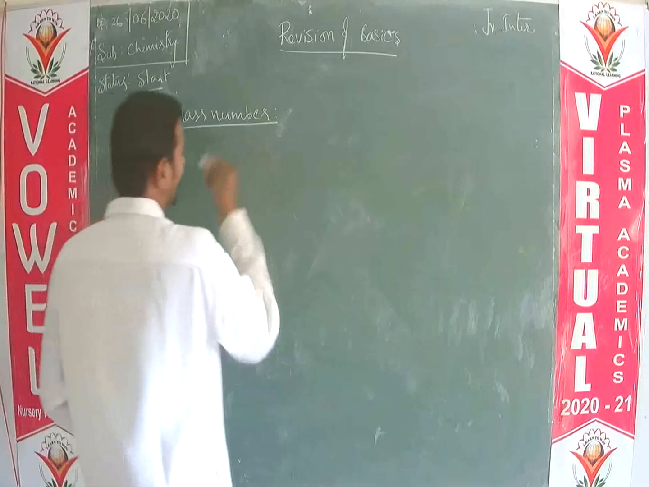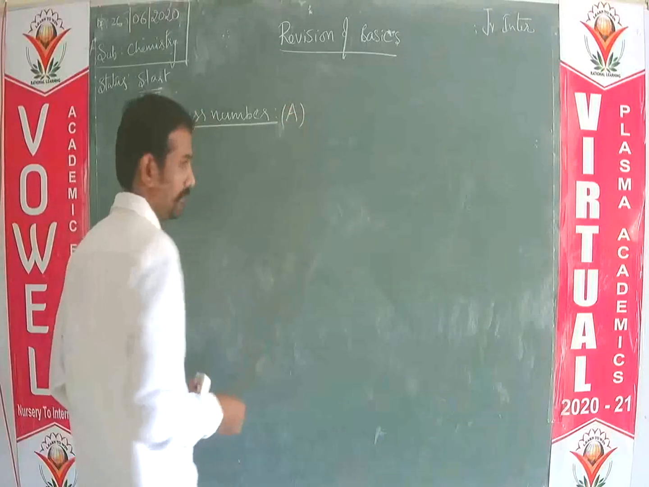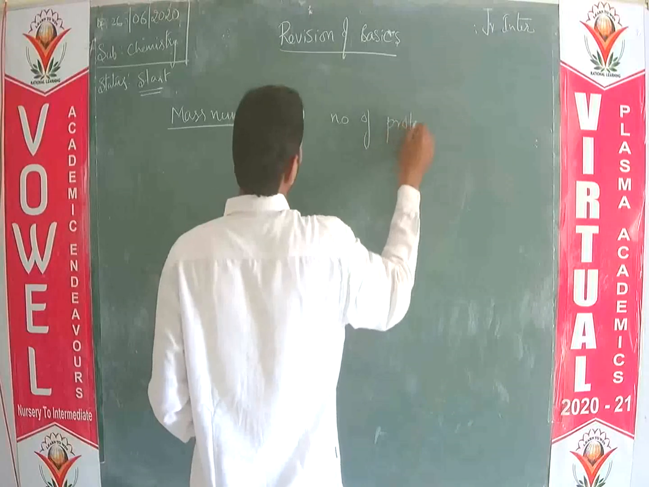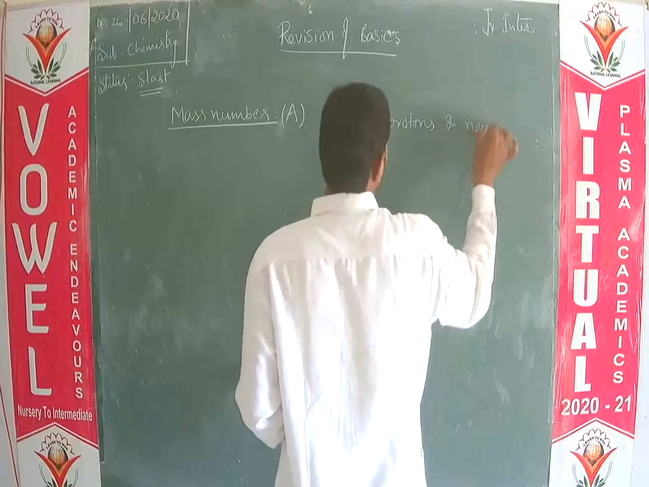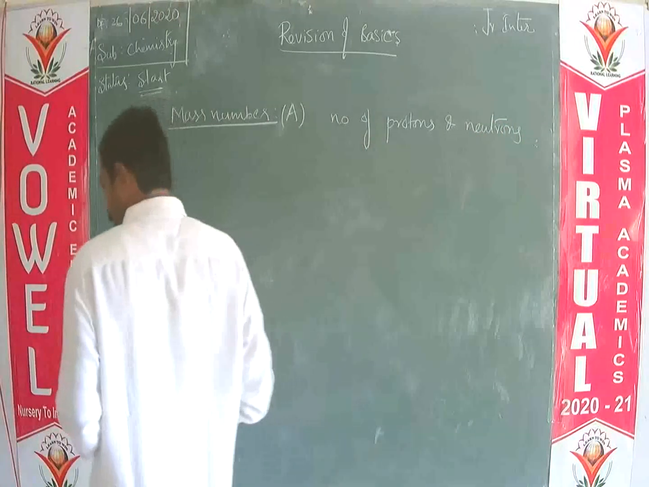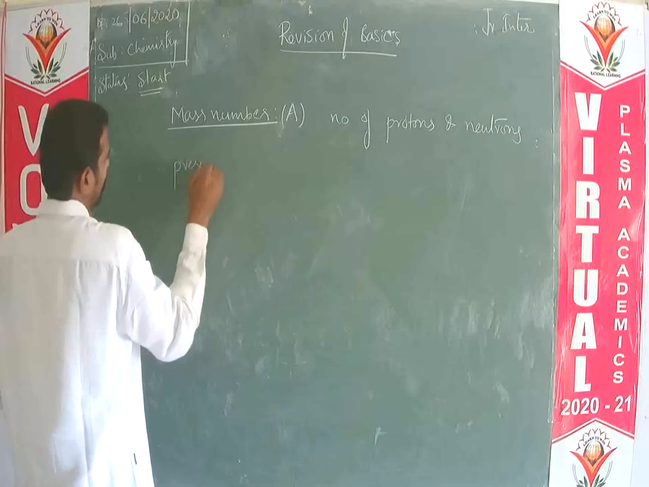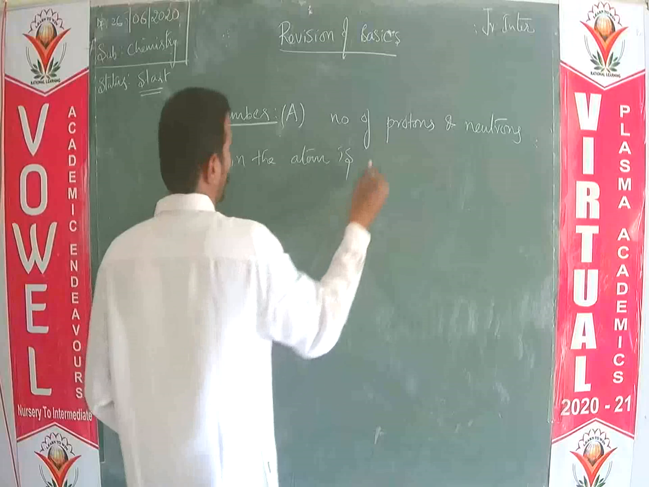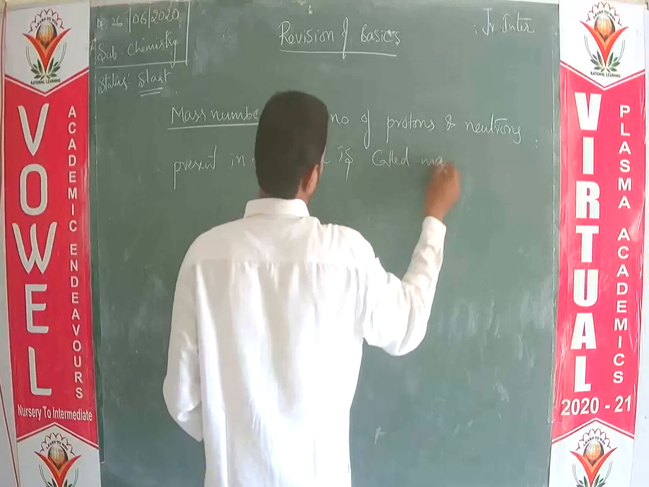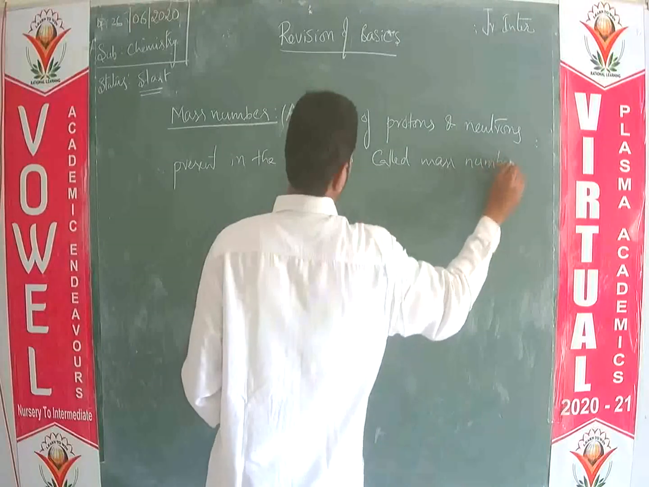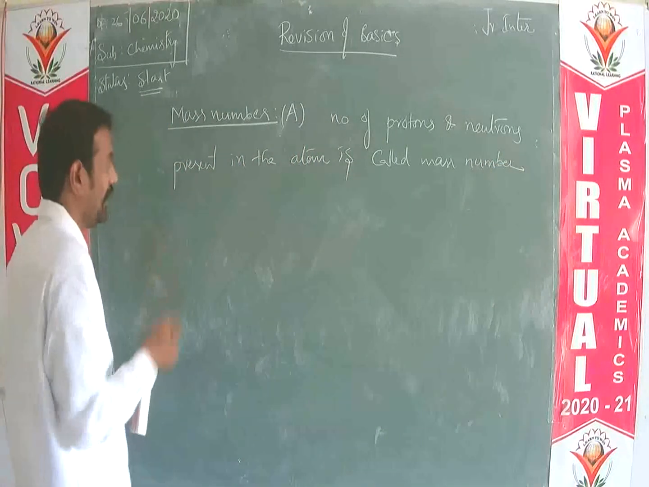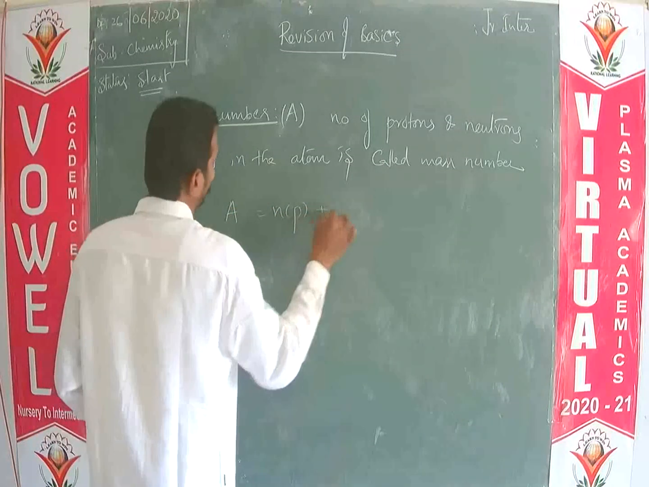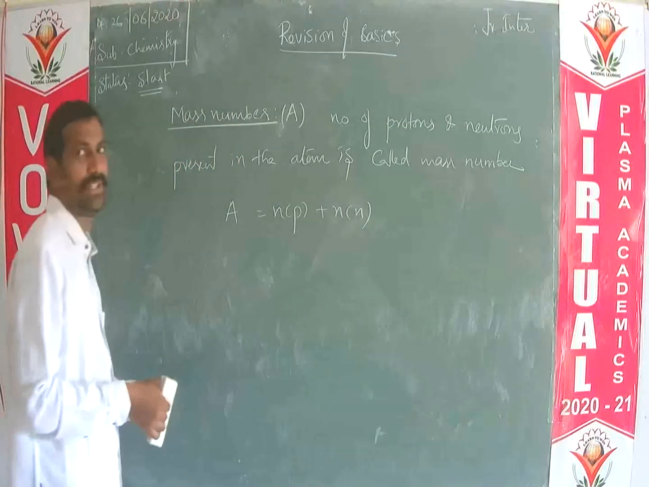Next one, mass number. Mass number is denoted by the letter A. So what is mass number? Mass number is the number of protons and neutrons present in the atom. This is called mass number, denoted by the letter A. And A equals the number of protons plus the number of neutrons.